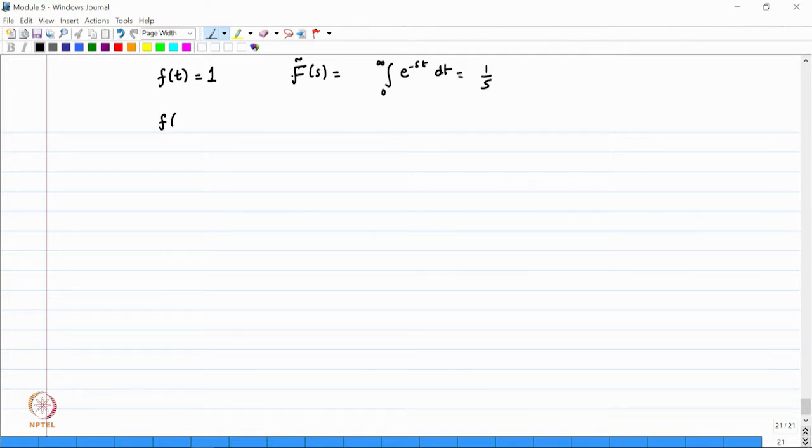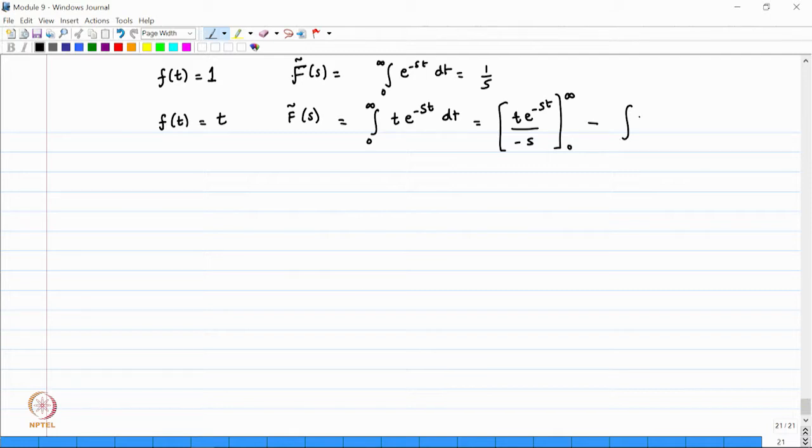Now, next let me take the Laplace transform of t. If f of t equals t, then f tilde of s is the integral from 0 to infinity of t times e to the minus st dt. Now, you will do this by parts. So, your first term will be t e to the minus st divided by minus s from 0 to infinity, minus the integral of e to the minus st, the derivative of t being just 1, divided by minus s, from 0 to infinity, dt.